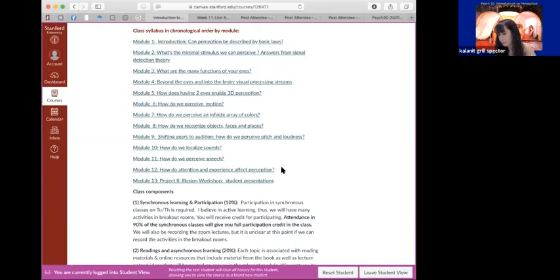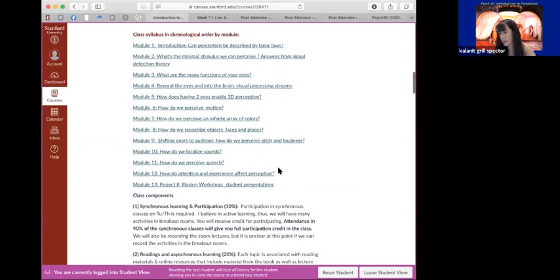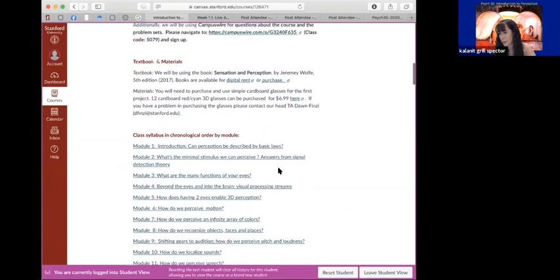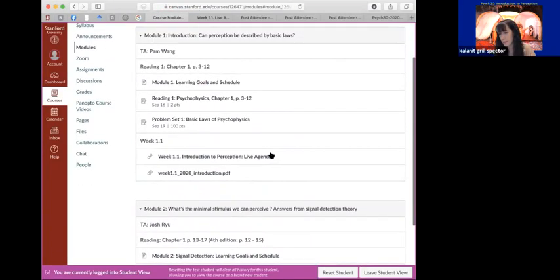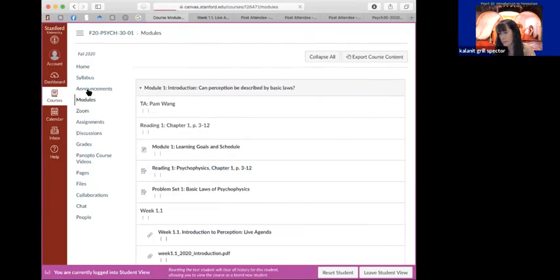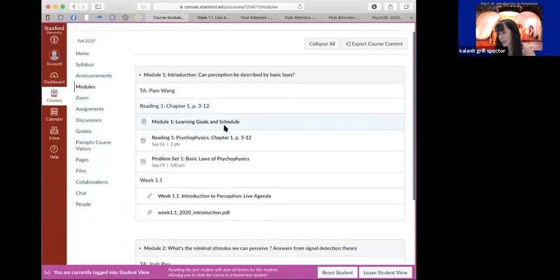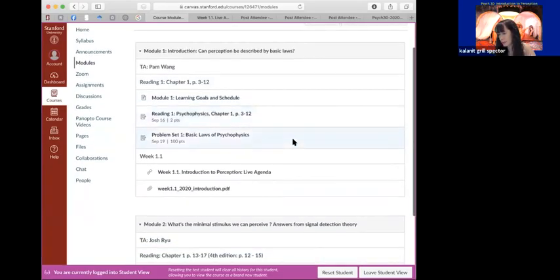And the last 2 weeks are going to be kind of zooming out. So the last instruction week would be how does attention and experience affect perception? And the last week is going to be devoted to our project presentations, which I'm going to explain about in a couple of minutes. The important thing about the modules is that you can access them from the syllabus, or you can access them from the modules tab on the left, and they will have all the materials for each module.